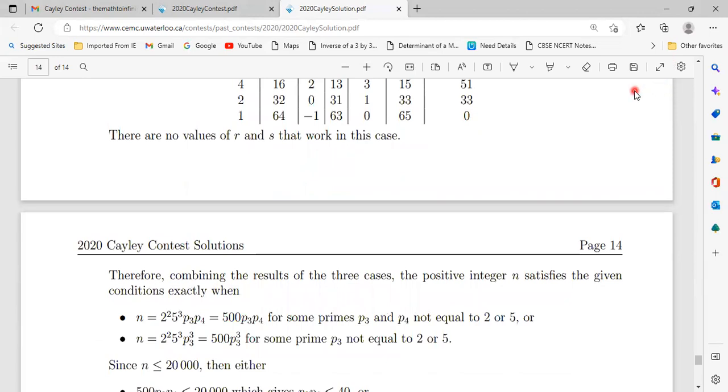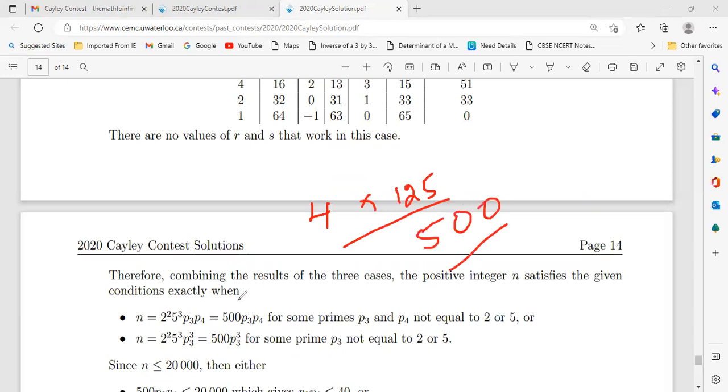So if you combine the results of all the three cases, the positive integers n satisfy the given conditions exactly when n is equal to 2 raised to the power 2, 5 raised to the power 3, P3, P4. So 2 raised to the power 2 is 4, 5 raised to the power 3 is 125, which would give you the result as 500. So it's 500 P3, P4. Okay. And for the second condition also, it's 2 to the power 2, 5 to the power 3, and P3 to the power 3. So again, you will have 500 P3 cubed.